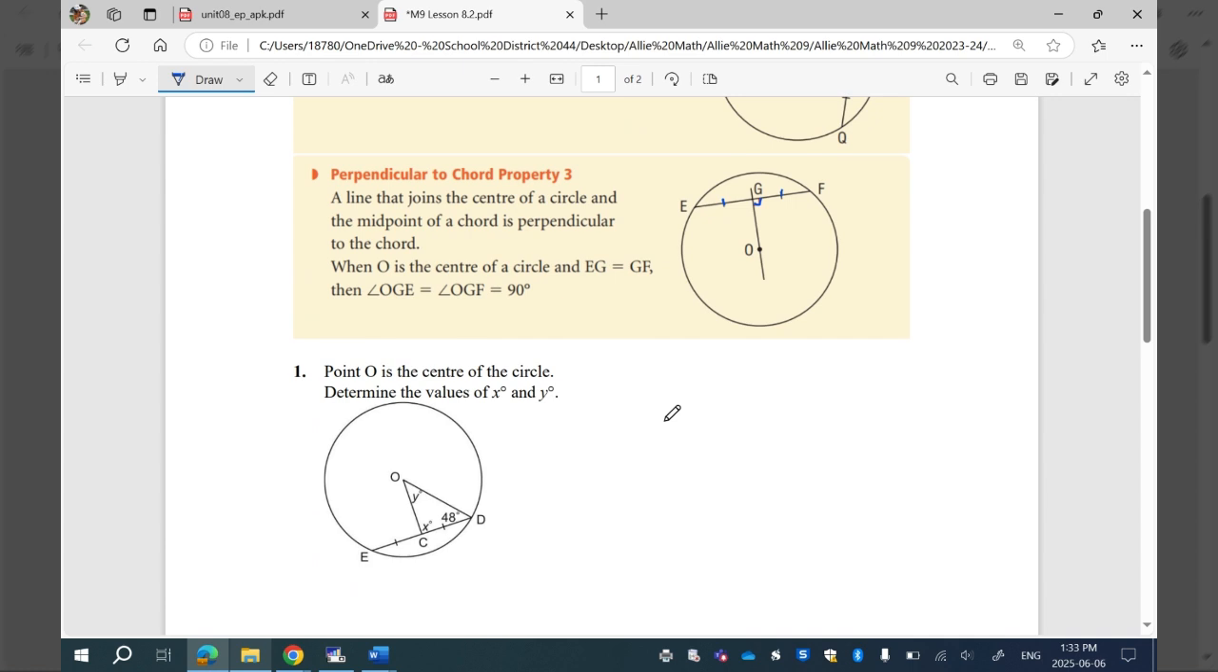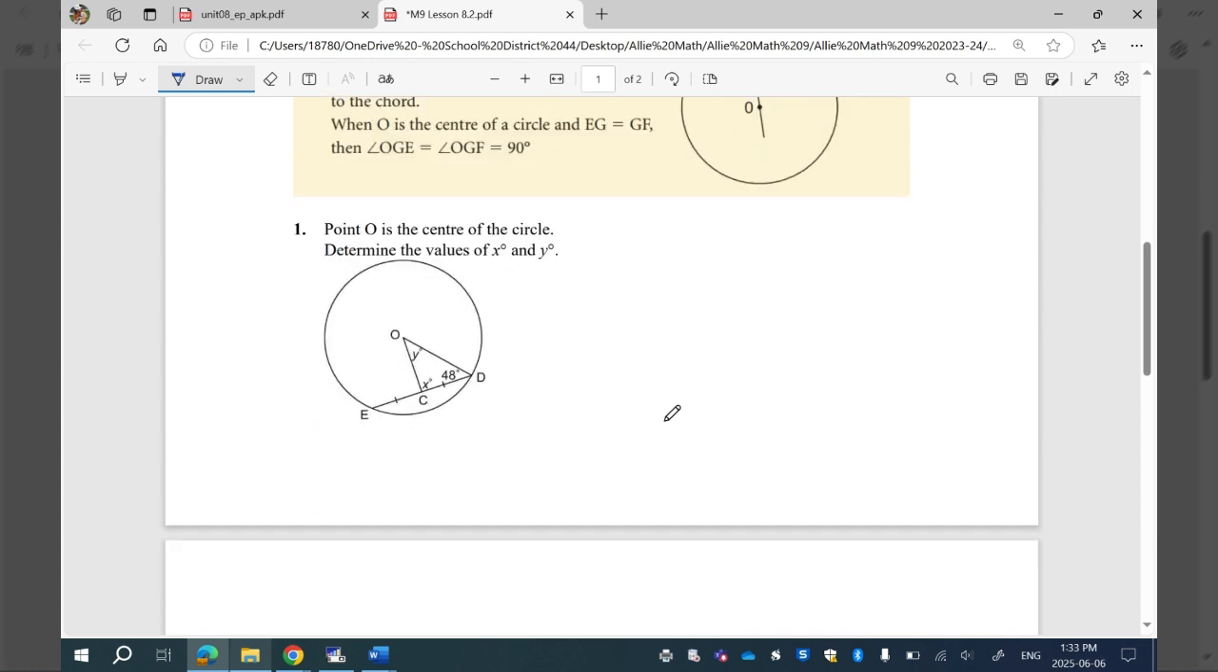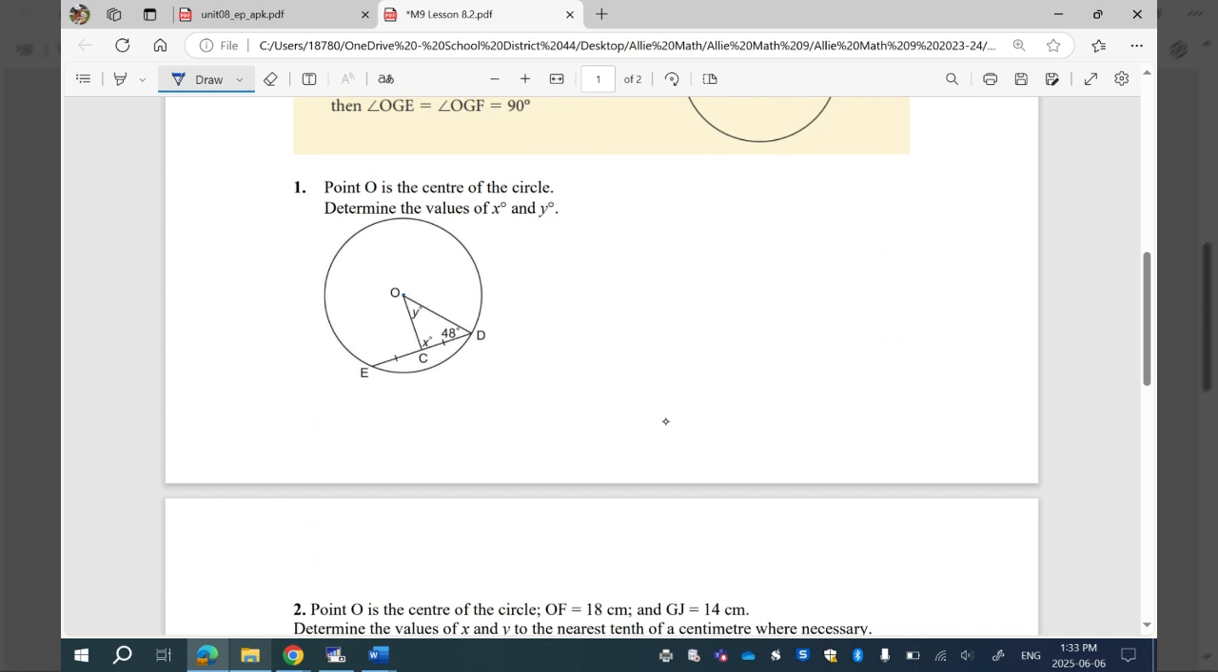So let's do the first one. Point O is the center of the circle. Determine the values of x and y. So here's what we know. We've got the center of the circle. It is bisecting this chord into 2 equal parts. So what we can assume from that is that if it passes through the center and bisects a chord into two equal parts, it's perpendicular, and it does so at a 90-degree angle.